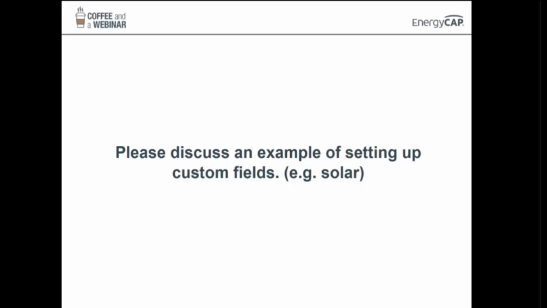Please discuss an example of setting up custom fields. I think that you have used some custom fields in EnergyCAP, and in what ways are they useful for you? So a good example for us is whether or not a building is auxiliary or general education fund funded. So that's a very simple example.